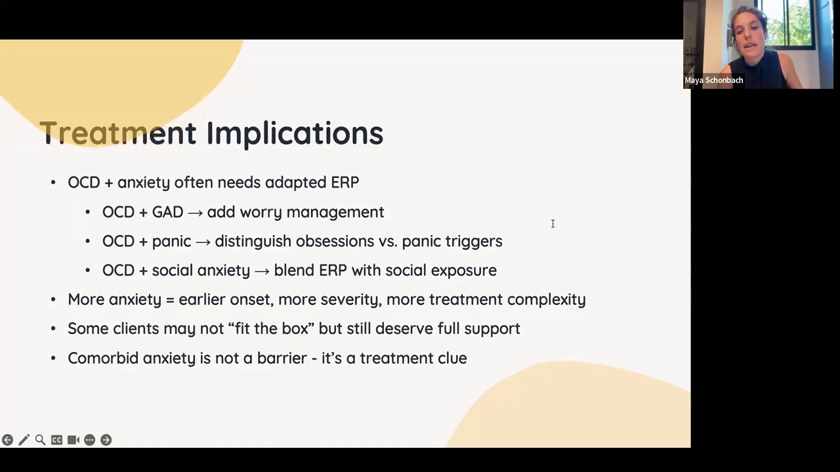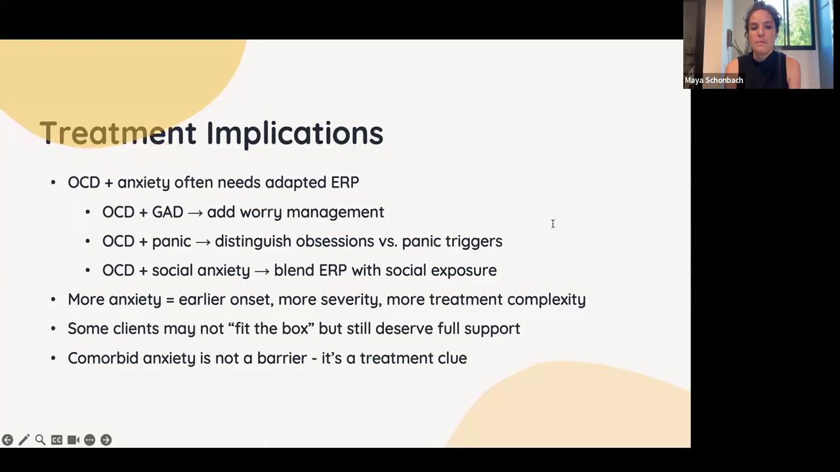And when social anxiety is also comorbid, typically we blend ERP with social exposures. That definitely happens when people are fearing judgment. So you're working both on the intrusive thoughts and on the social avoidance, or the avoidance of social risk.